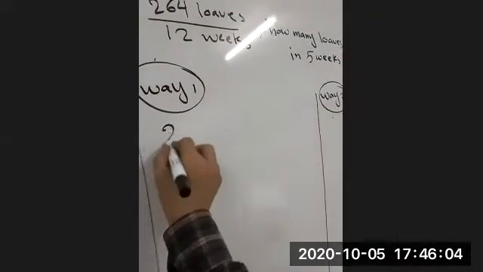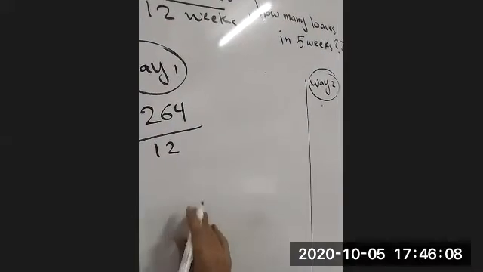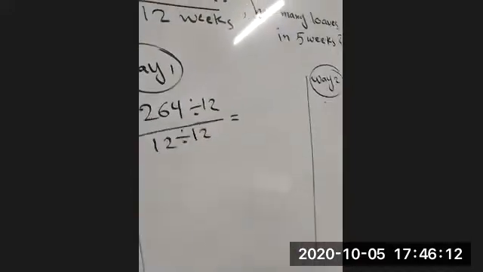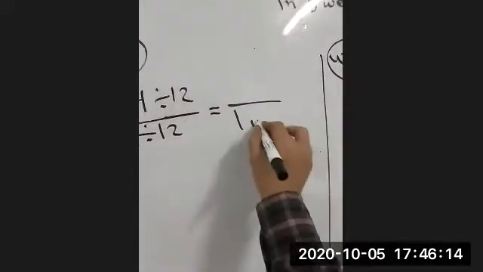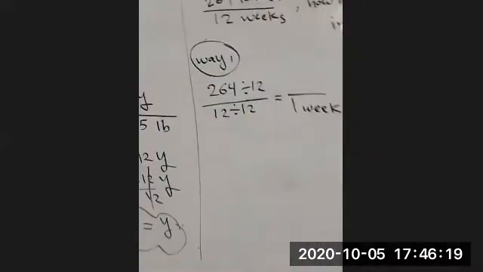264 loaves over 12 weeks. Yes. Divide on the denominator, up and down. Down will be 1 week. And up we will make a division, guys. Division. And I will help you in the division quickly.